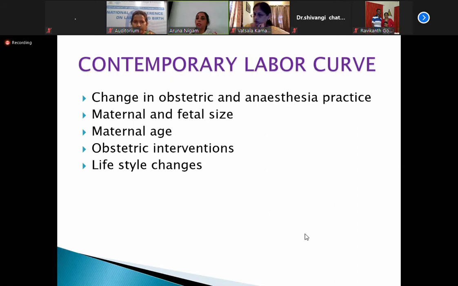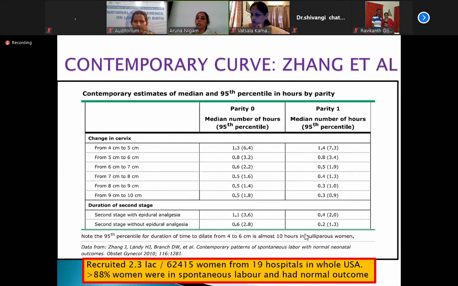In the year 2010. In this study, there was a recruitment of 2.3 lakh patients from 19 medical centers all over the USA, out of which they assessed 62,415 women, right? More than 88% of women in this study were in spontaneous labor and had normal outcomes. According to these findings, they gave one graph. This was known as the contemporary curve.